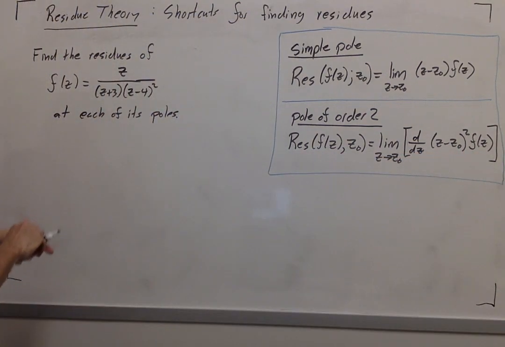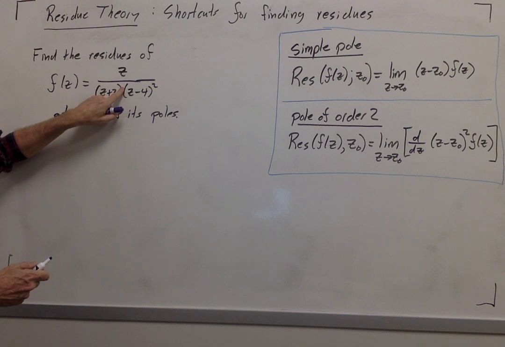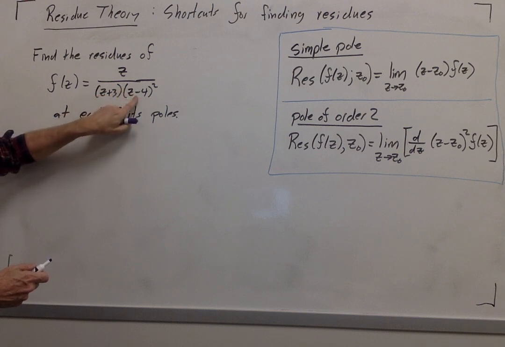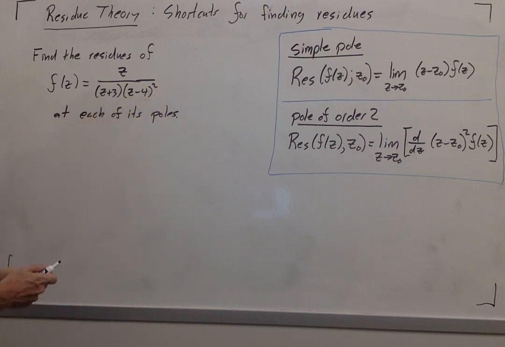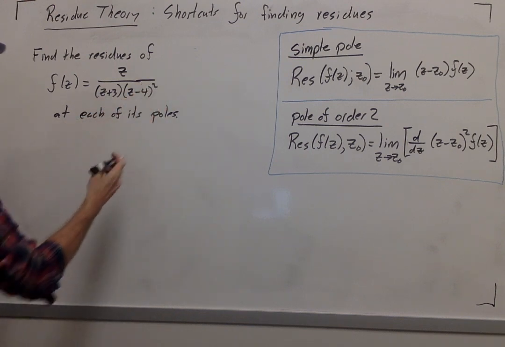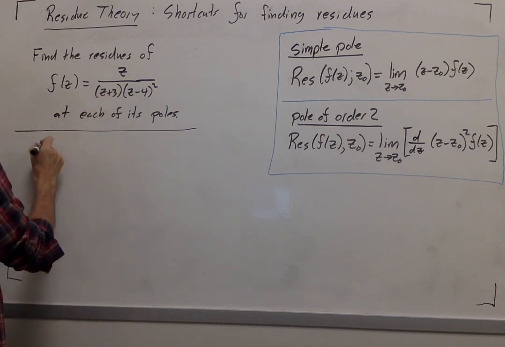Notice that this function has two poles. It has a pole at -3 with order 1, so that's a simple pole. It also has a pole at 4 of order 2, so we're going to get to use each of these two formulas. Let's start off at z equals -3.